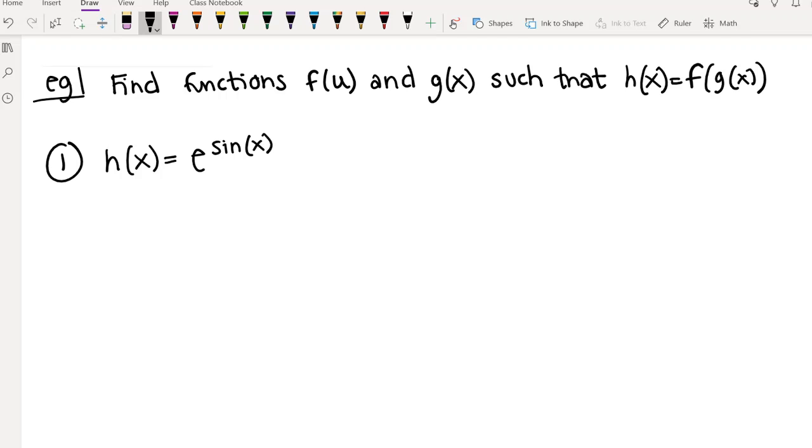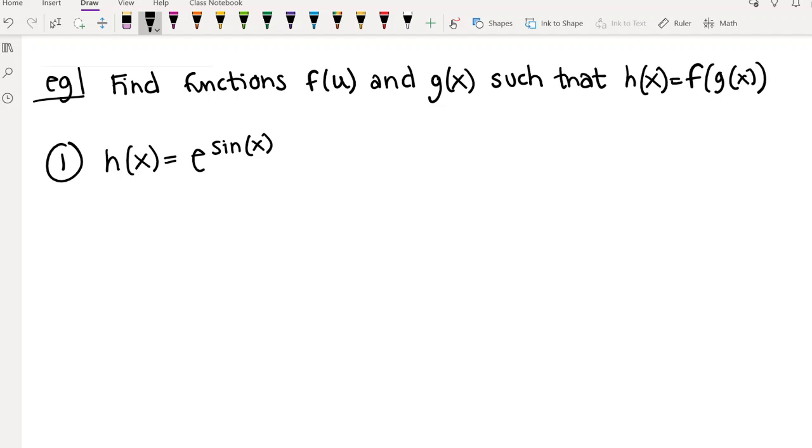So if we're looking at this and we're trying to figure out how we could break this down into two functions, the way I would think about it is, what are the candidates here? What are the different functions that we have? So I would look at this and say, okay, one of the functions that we have in this is definitely sine of x, right? That's going to be one of our two functions. And then what's the other function? Well, it's e to a power. So which one is on the inside and which one's on the outside?